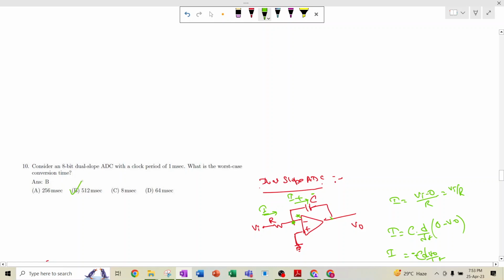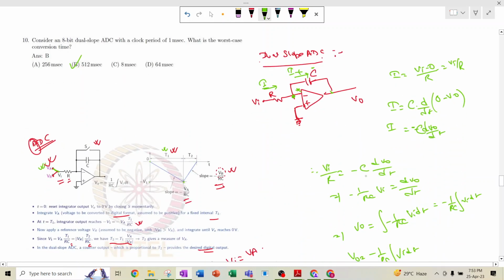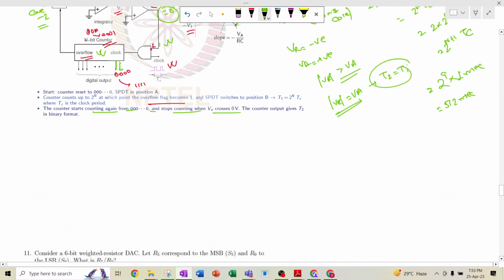So it is a very slow ADC because its speed is very slow, as it takes 2 to the power n plus 1 clock cycles. That is huge, but it is also very accurate, because if there is any noise signal, this noise gets cancelled because it is getting integrated. That's why this type of ADC is generally used in the digital multimeter, that is digital voltmeter or digital ammeter, like that.